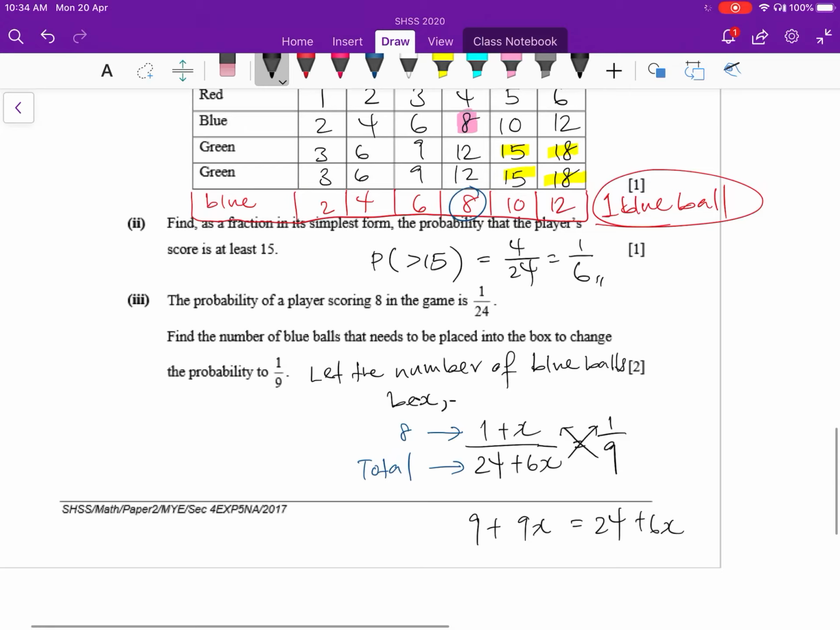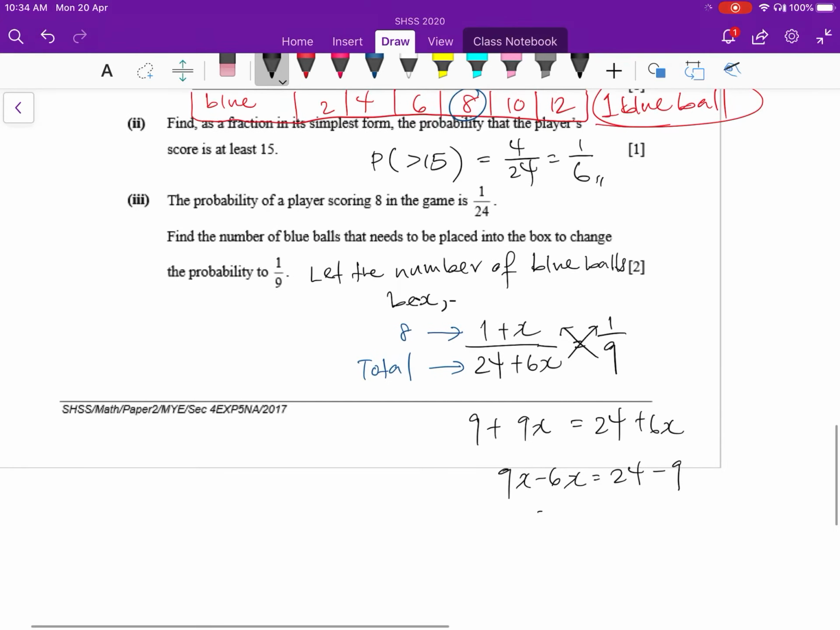plus 6x. Shift around, you get 9x minus 6x equals 24 minus 9. This one you get 3x equals 15, x equals 5. So you need to add a total of 5 blue balls.